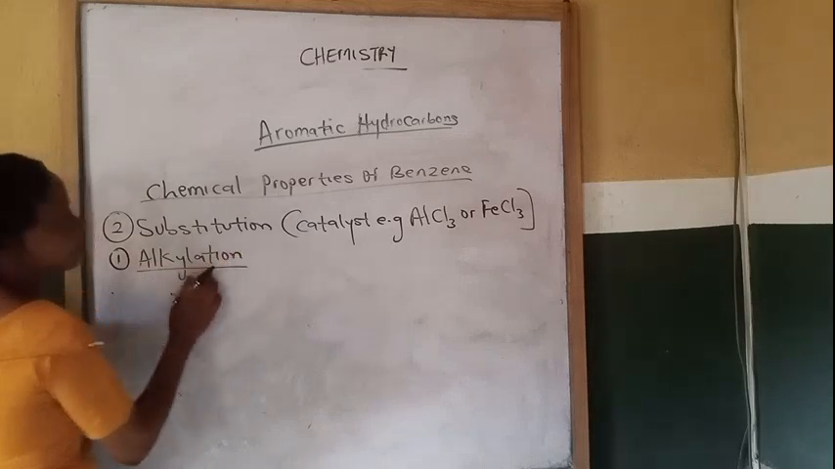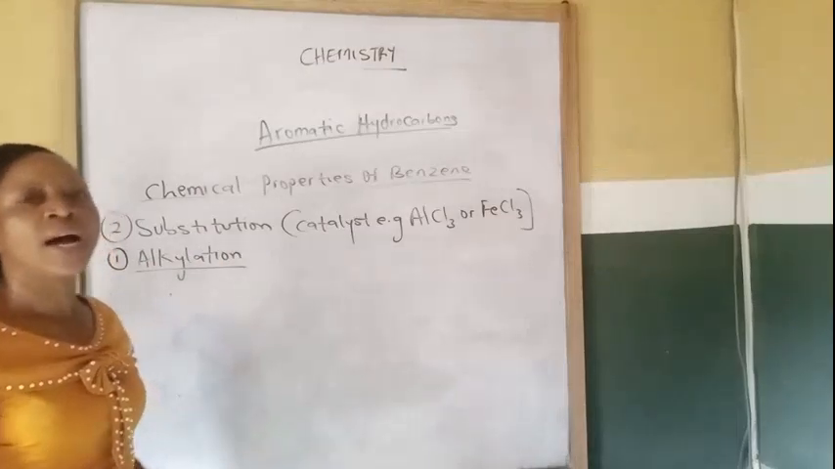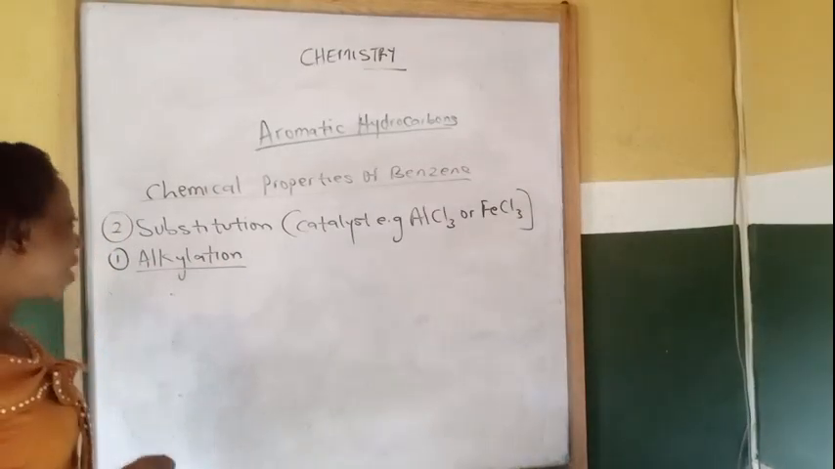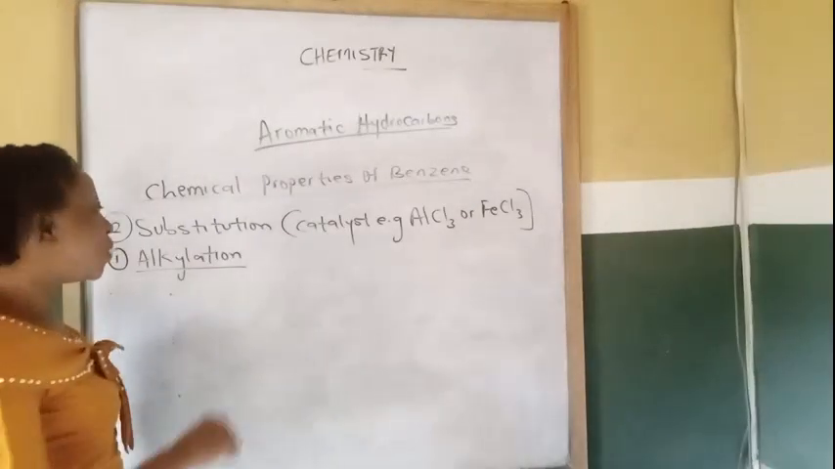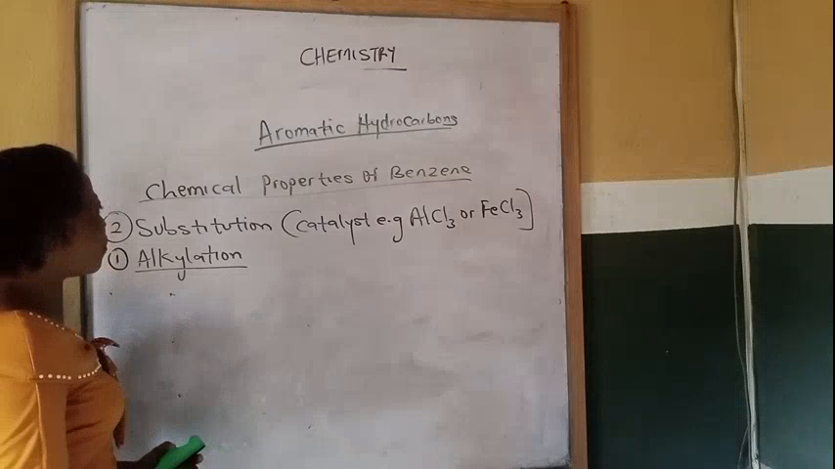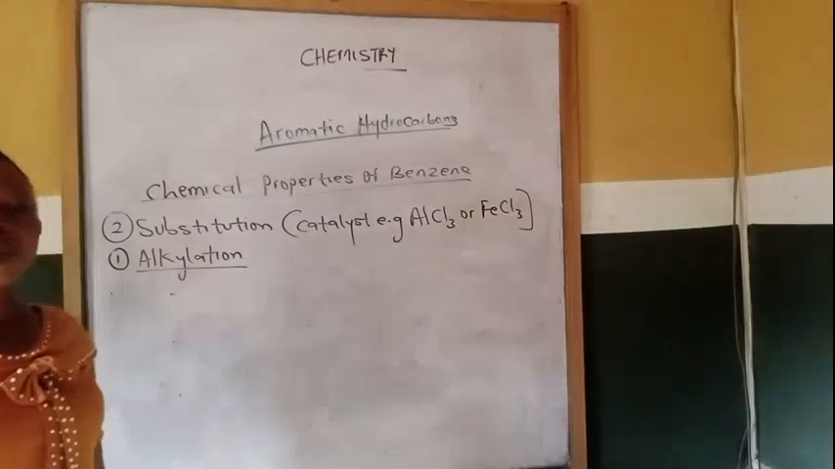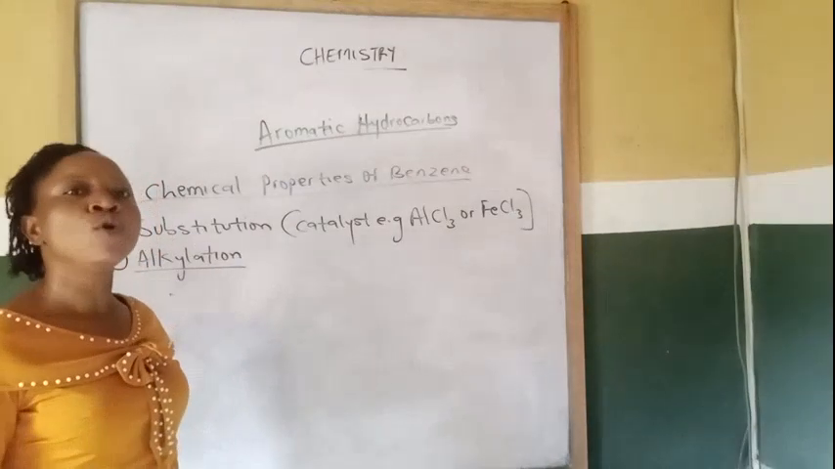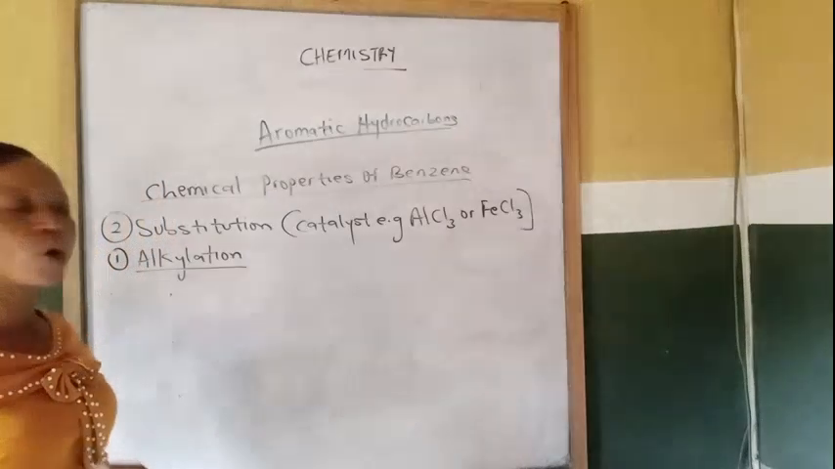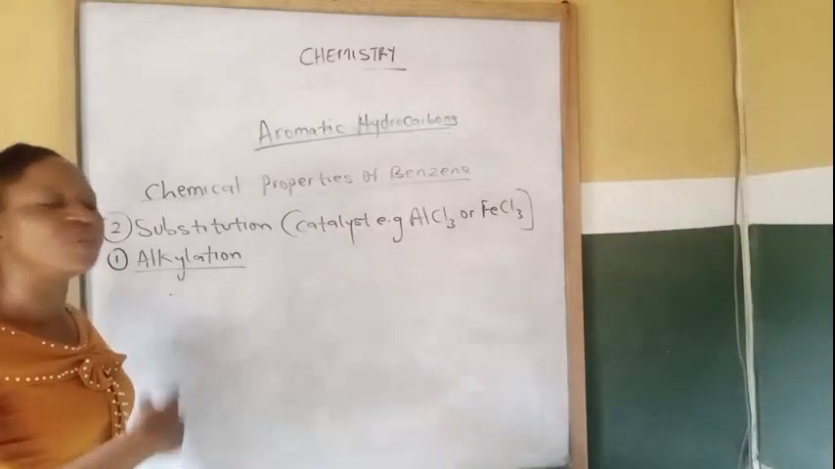And what is the meaning of alkylation? It means addition of an alkyl group to benzene structure. So benzene will react with a haloalkane. The alkyl group from that haloalkane will be added to the structure of benzene, and one hydrogen atom from the structure of benzene will be displaced.